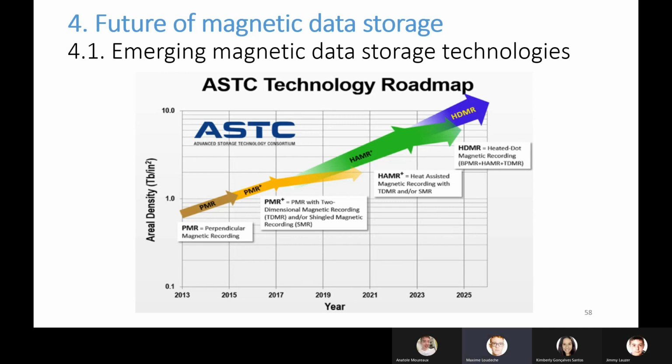We can see on the projection that there's still a lot of progress to make with the heating techniques, for example. There also exist techniques using microwaves to assist the magnetization, but it is not in the scope of this presentation. So there are many ways of improving until at least 2025, and it would represent an increase by approximately a factor of 10 in 10 years between 2015 and 2025.